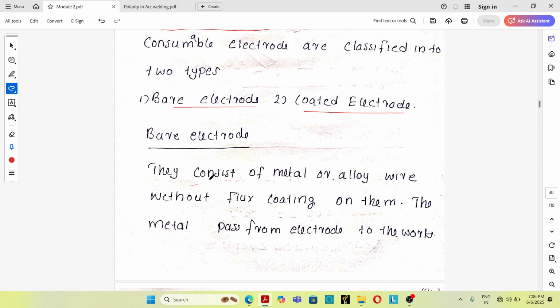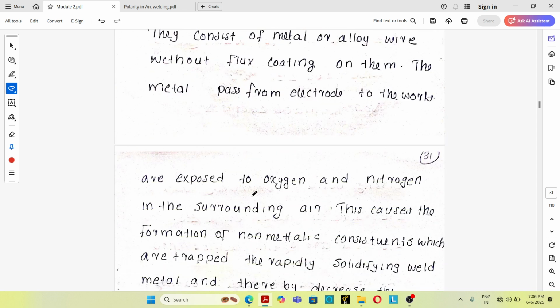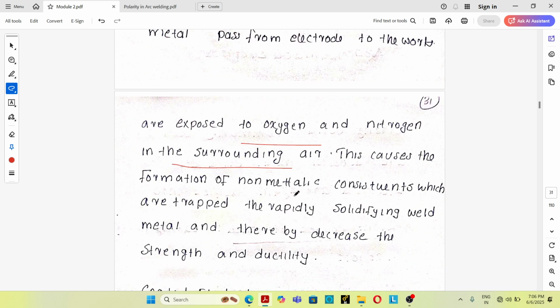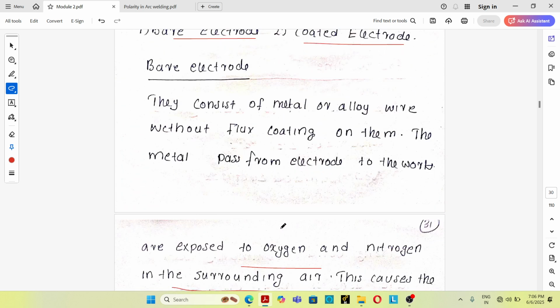Bare electrode consists of metal or alloy wire without flux coating on them. The metal that passes from electrode to work is exposed to oxygen and nitrogen in the surrounding air. This causes the formation of non-metallic constituents which are trapped in the rapidly solidifying weld metal and thereby decrease the strength and ductility. See, in the case of bare electrodes, there is no flux coating over the electrodes.